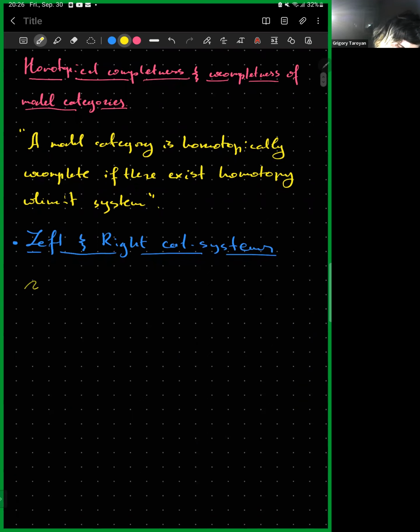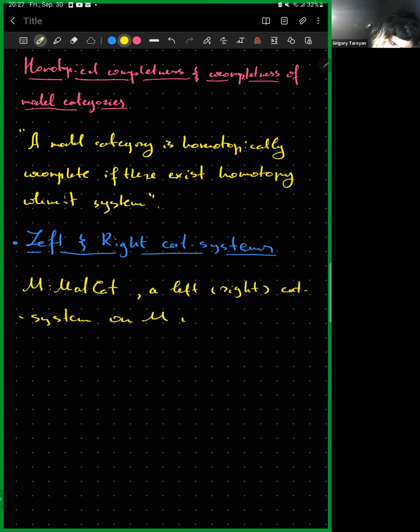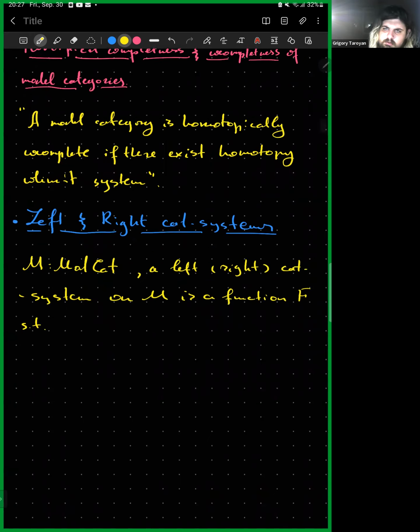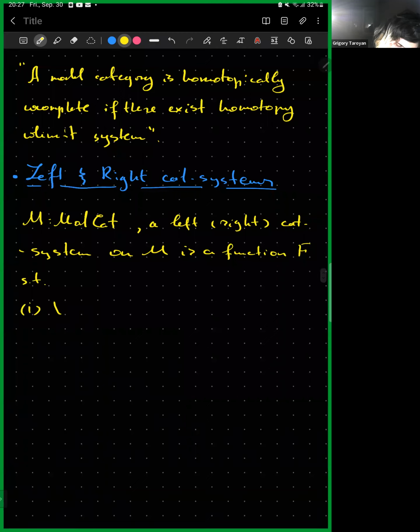Okay, so assume that we have a model category M. Then a left or right cut system on M is a function f such that, first, for any small category D, f of D is the diagram category evaluated in M.